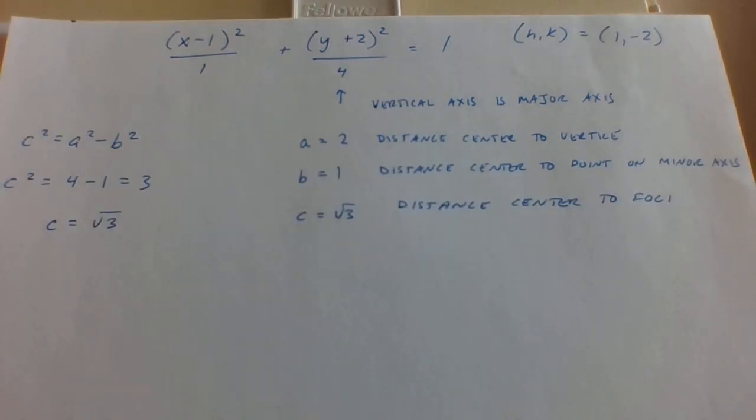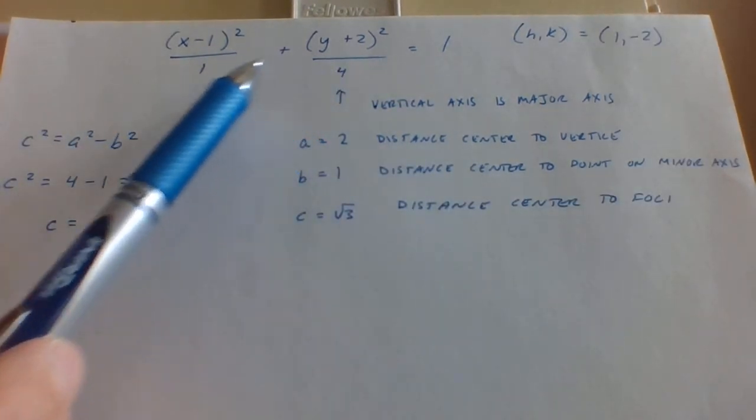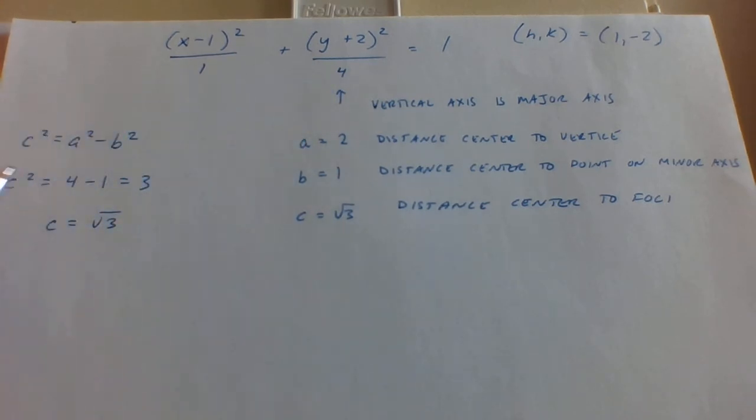And to get our c value, we're going to be subtracting these two numbers. So 4 minus 1, that's going to give us a 3. That's our c squared value. So when we take the square root of it, square root of 3 is going to be our distance from the center out to one of our foci. So let's go ahead and start plotting some of these points that we have.